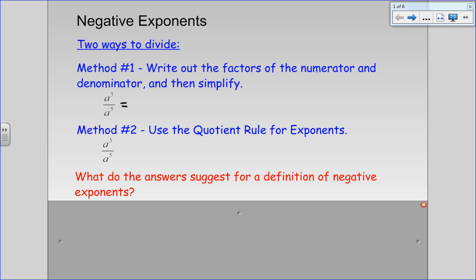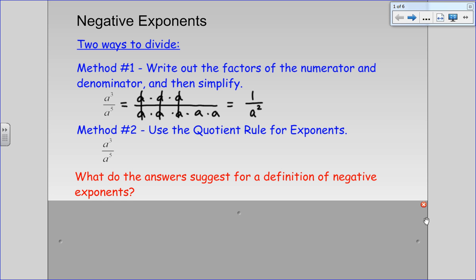A to the third power is a times a times a, while a to the fifth power would be a multiplication problem involving 5 factors of a. Notice that there are 3 factors of a which appear in both the numerator and the denominator. So we can remove those common factors, resulting in the answer 1 over a squared.